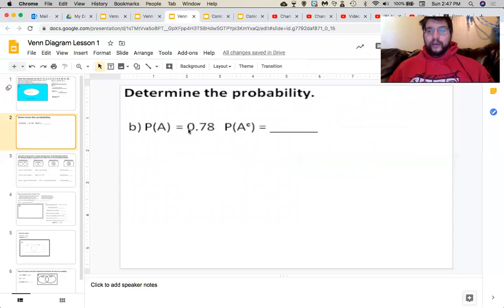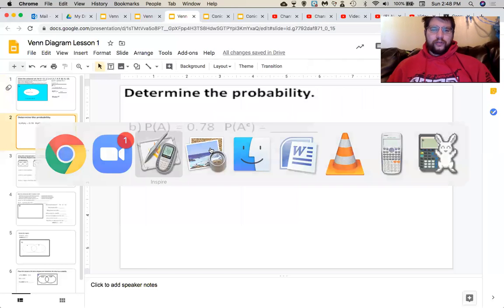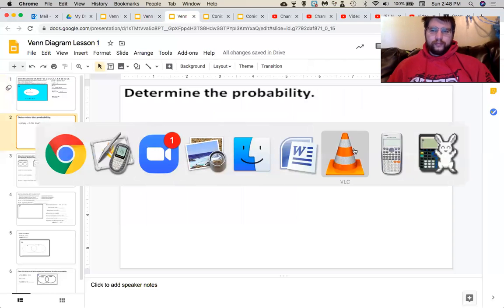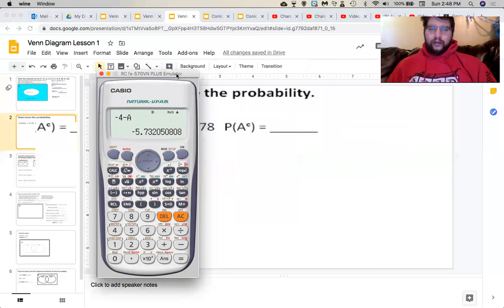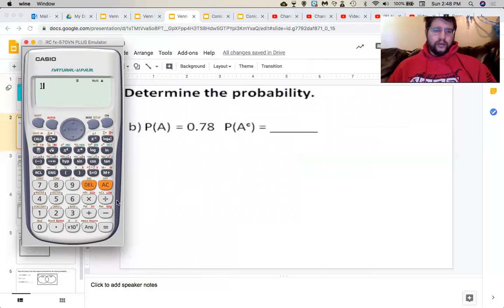Now it's just asking for the probability. Well, what's the total probability? 100%. One solid number, 1. So if I have the probability of A being 78%, or 0.78, then A complement has to be everything else, which is 1 minus 0.78, which would be 0.22. So all you need to do to get the probability of A complement is do 1 minus the probability of A, 0.78. This is in a decimal, so I'm going to write it in a decimal, 0.22.